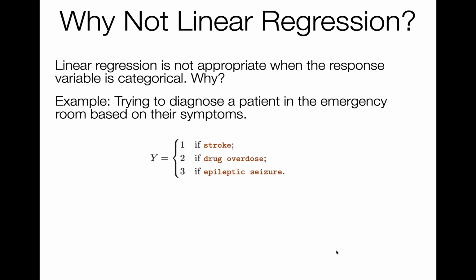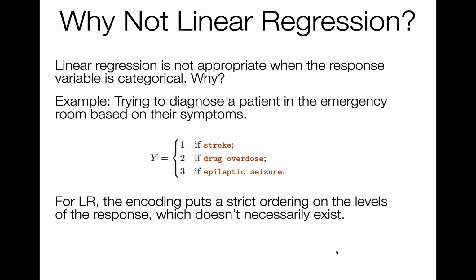And so here we can assign 1, 2, and 3 to stroke, drug overdose, and epileptic seizure. But what that does, if I encode it like that, is it puts a strict ordering on the levels of the response, meaning that somehow drug overdose is 1 away from a stroke. So it's important. Quantitative and categorical variable distinguishing stuff is important. And the way to distinguish a quantitative versus categorical variable is that quantitative variables have units associated with them.